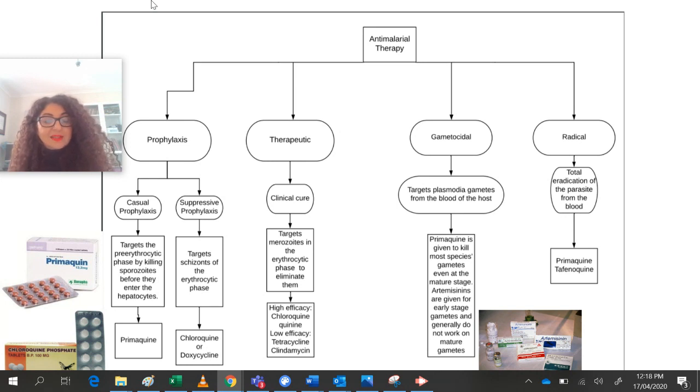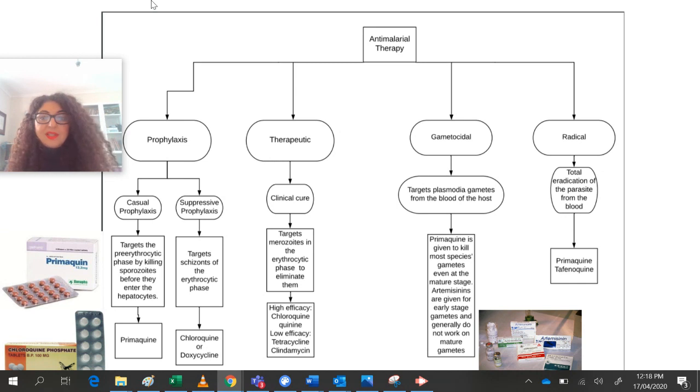If, however, it's something that's low efficacy, we don't want it to be too potent, then we'll give them something like tetracycline or clindamycin. Now, don't forget that when we're looking at the low efficacy ones, we're looking at general antibiotics, but when we're looking at the high efficacy ones, we are looking at potent antimalarials. And of course, because antimalarials have really strong side effects, sometimes they'll prefer not to give those unless, of course, the disease is getting out of control.